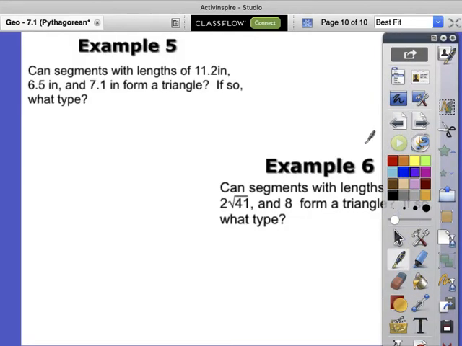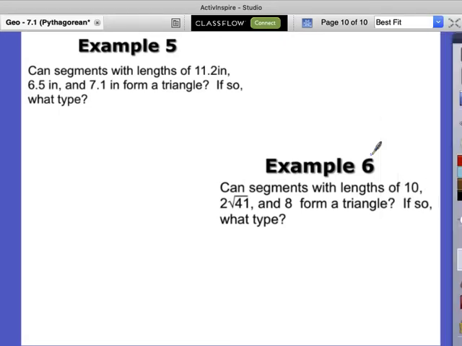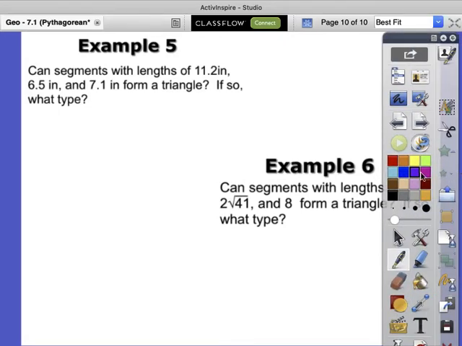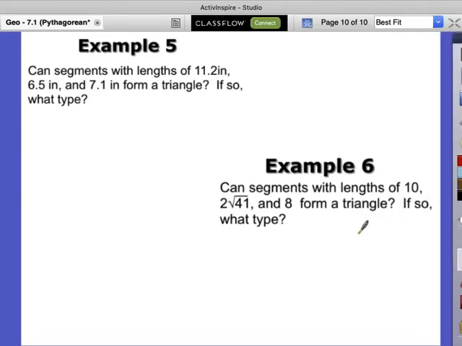Let's practice a couple more examples, then we'll go on to homework. Does your leg ever just glitch? Not today. Okay, thank God. We have 45 minutes left.